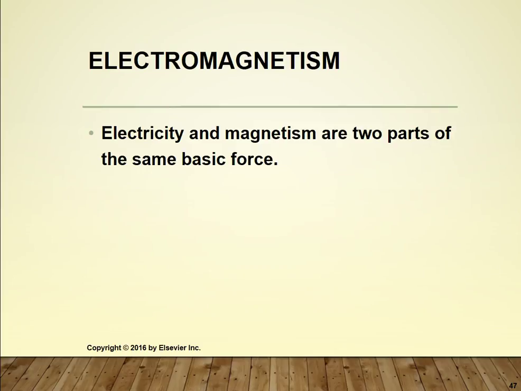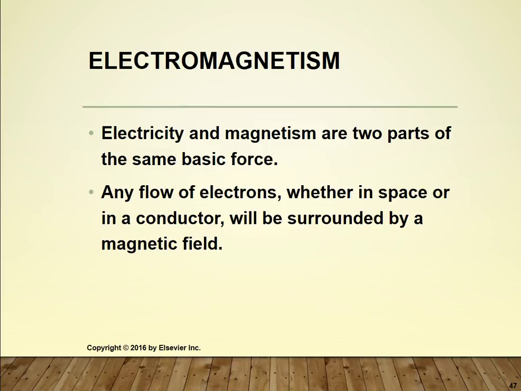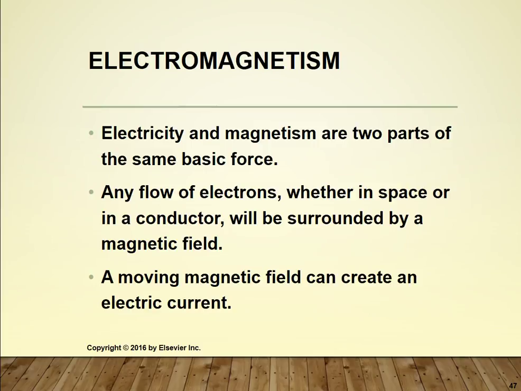Now that we've talked about electricity and magnetism, now we can discuss them together as electromagnetism. And that is any flow of electrons, whether in space or in a conductor, anything is surrounded by a magnetic field. Likewise, a moving field can create an electric current. Okay? So when you have a flow of electrons in electricity in a conductor, you will automatically create that magnetic field. And when that magnetic field moves, it can create an electric current. And that's how these two are put together.